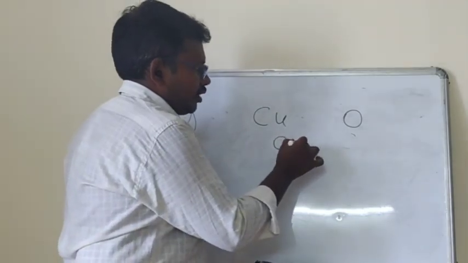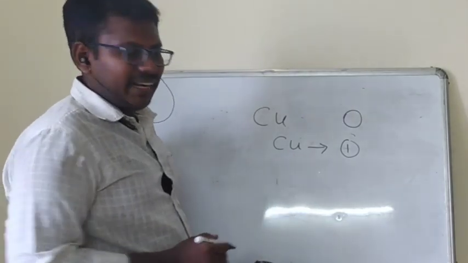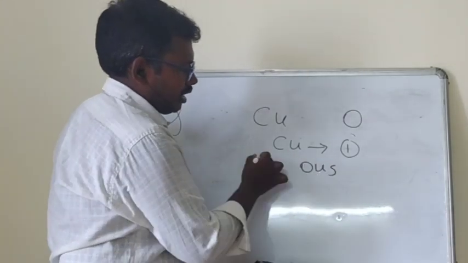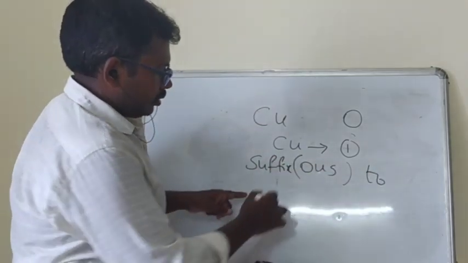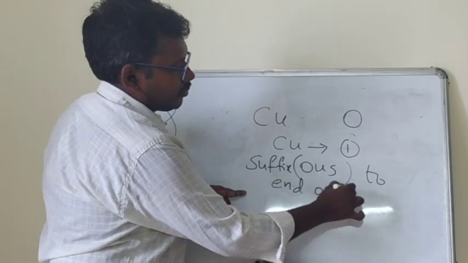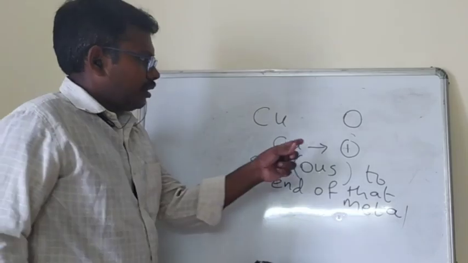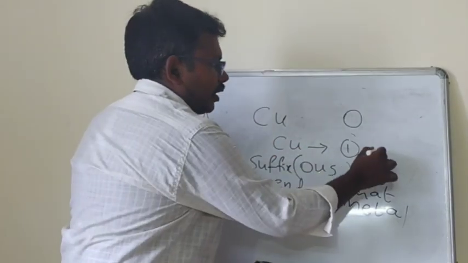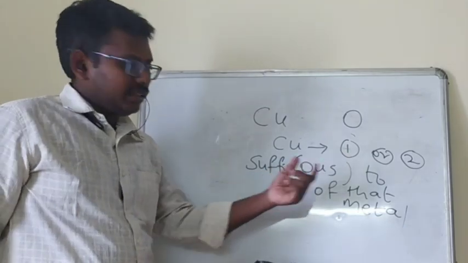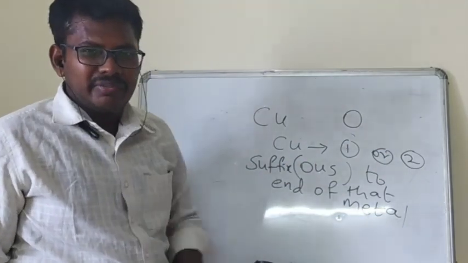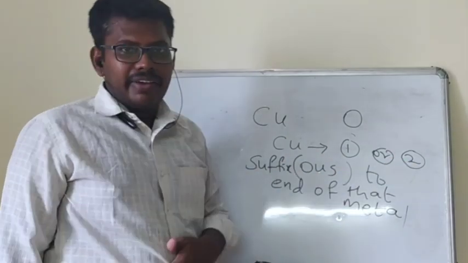See, we want to write a suffix at the end of the metal name. Already copper has valency 1 or 2. Comparing 1 and 2, which is the least one? 1. This is the lower valency, and this is the higher valency.